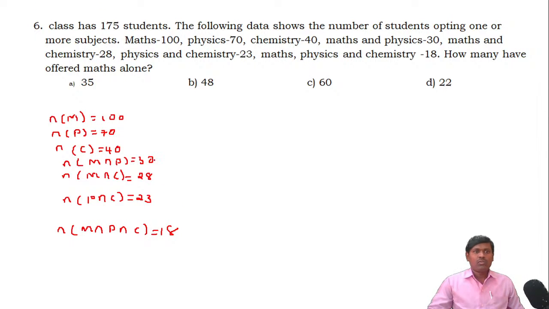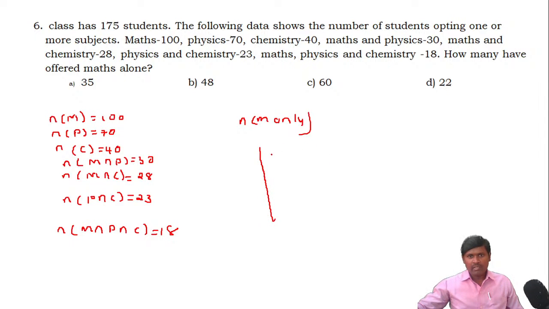Okay, so we are going to calculate how many have offered only mathematics. So we need to calculate n of M only. It is better to solve this question through a Venn diagram, so it is very easy to understand. I am going to take a Venn diagram to solve this question.